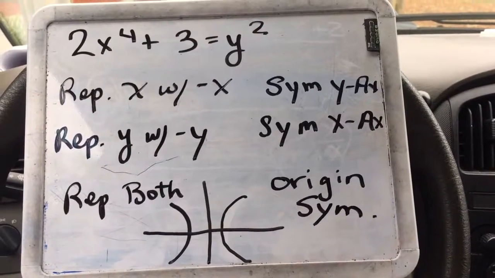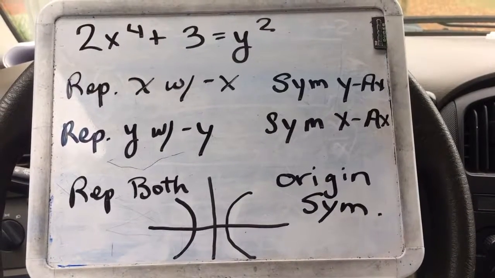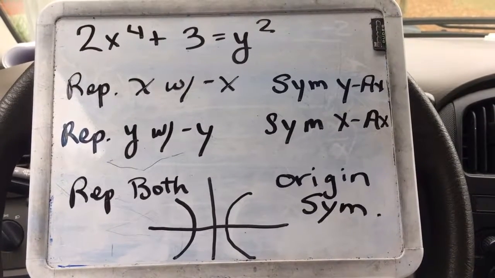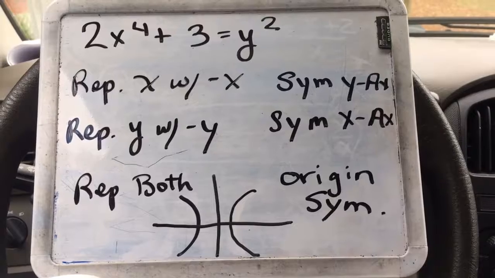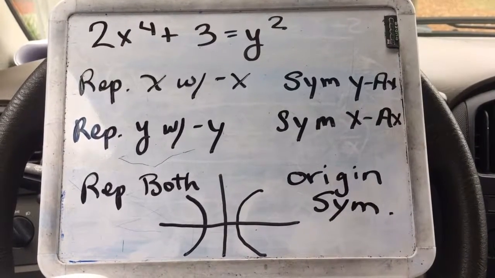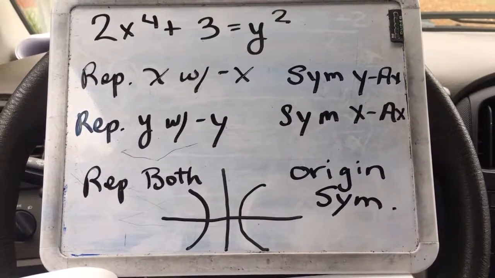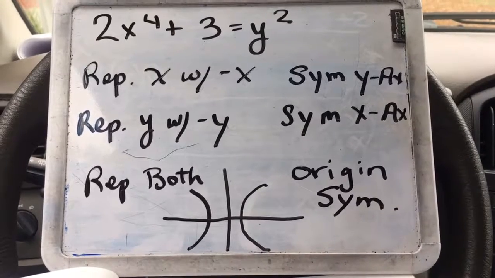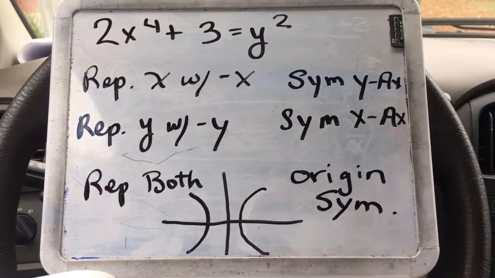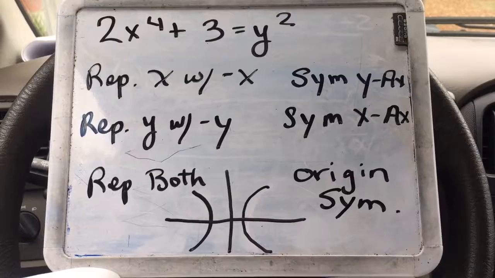Okay, so this one is interesting. If I take 2x to the fourth plus 3 as y squared, and I replace the x with a negative x, it has no effect at all. I have the same equation back again, so my equation is symmetric about the y-axis. If I also replace the y with a negative y, then the equation undergoes no change whatsoever because the negative gets squared out and I have symmetry about the x-axis.